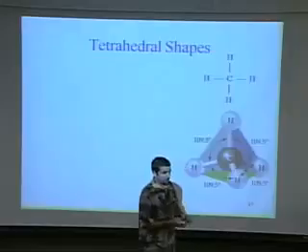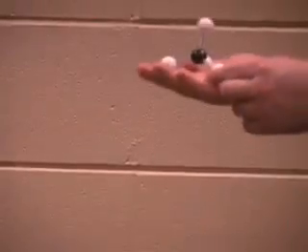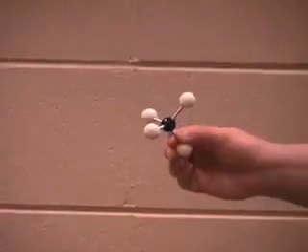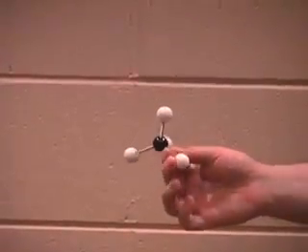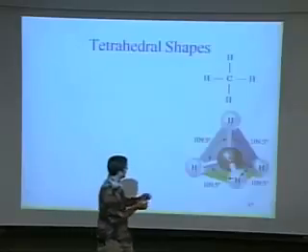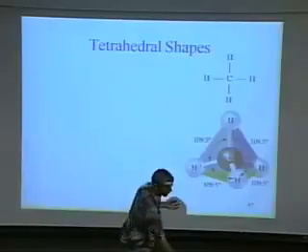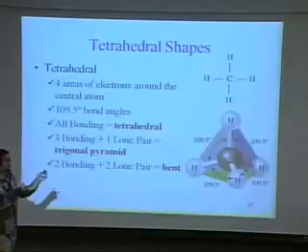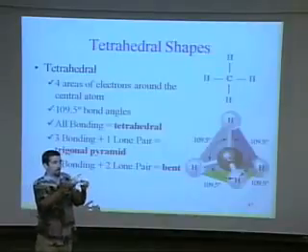Tetrahedral is an easy one. All four are present, right? All four corners of the pyramid are present and accounted for. Okay. Take a look at this. This is the molecule I'm holding. It's the same one on the screen. It's a methane, carbon, four hydrogens. Four areas of electrons around the central atom. I've got all of these occupied.